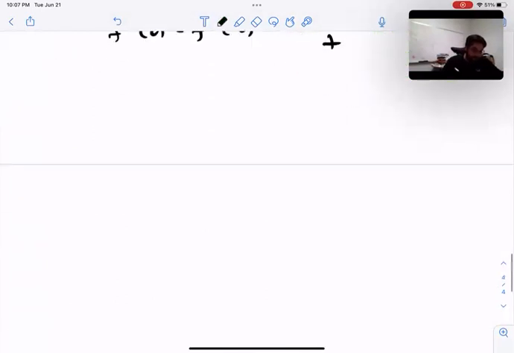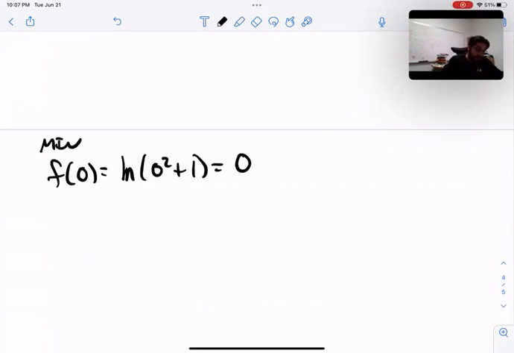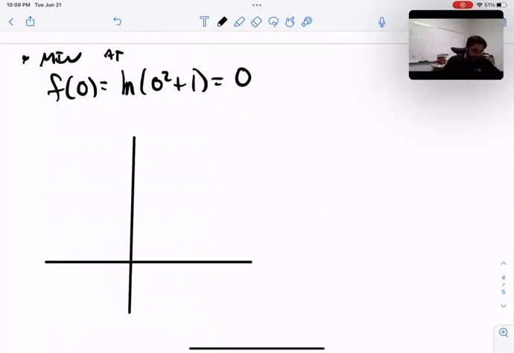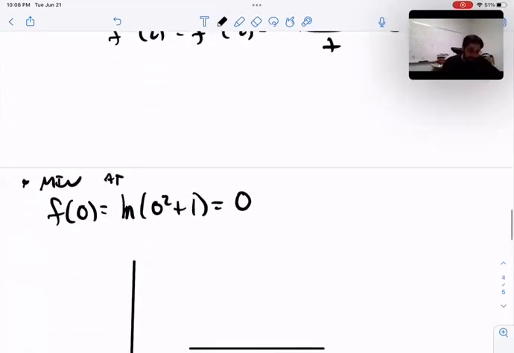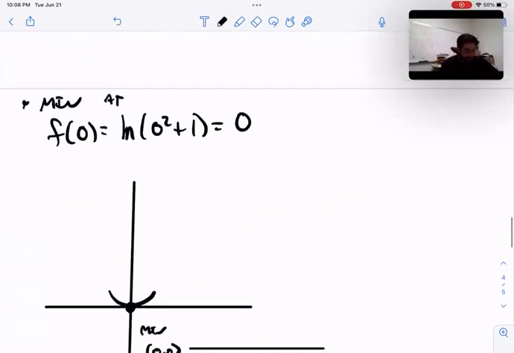I know it has a really important point at x equals 0. So let's plot that point. f of 0 is natural log of 0 squared plus 1, which is 0. So I just figured out from that little chart that my graph has a min at (0, 0). So there I have a nice important point on my graph. I also know that the second derivative was positive, so it's going to be convex at that point.